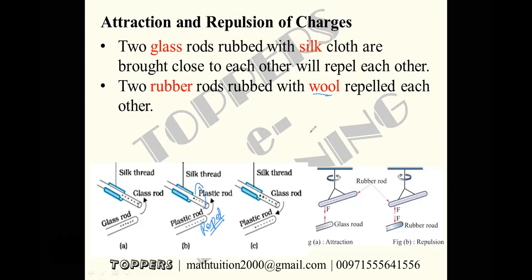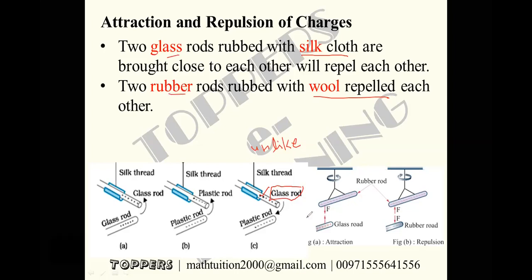Okay. On the other hand, here we have glass. This rod is glass. And this is a plastic rod, rubber. So it is a different material. The glass rod is rubbed with silk cloth, and this plastic rubber rod is rubbed with wool. And they are getting different charges, unlike charges. One is rubbed with silk, another one is rubbed with wool. One is glass, another one is rubber.